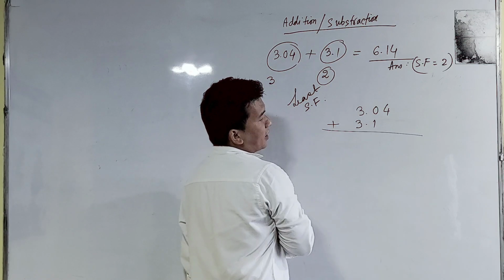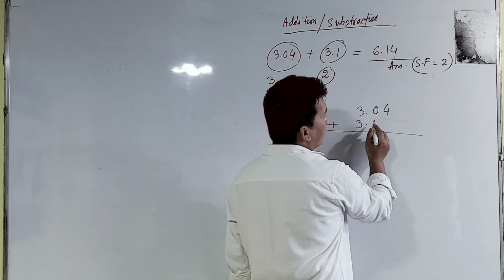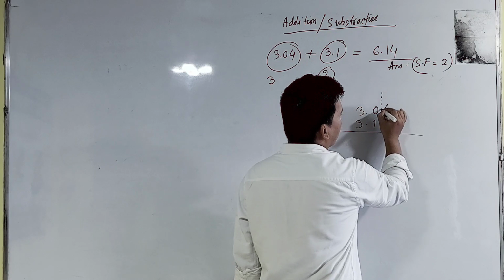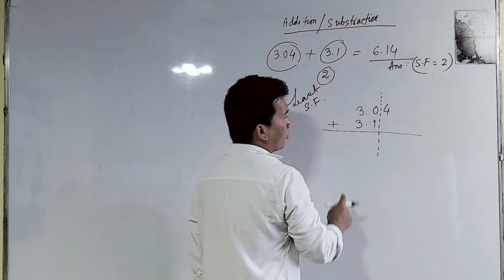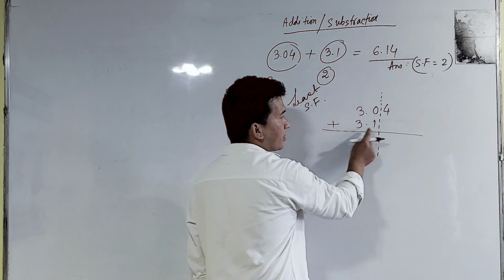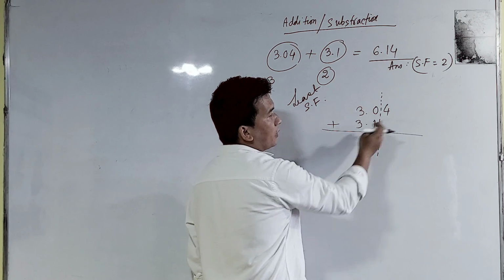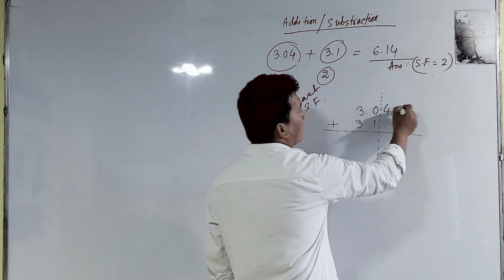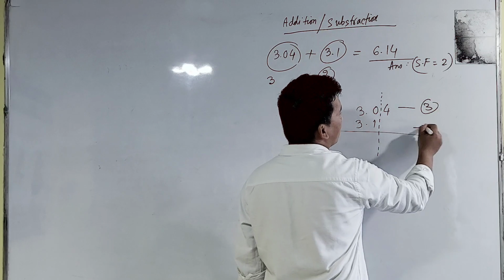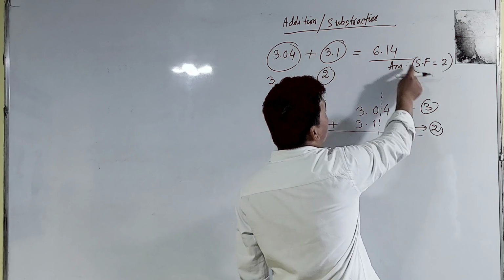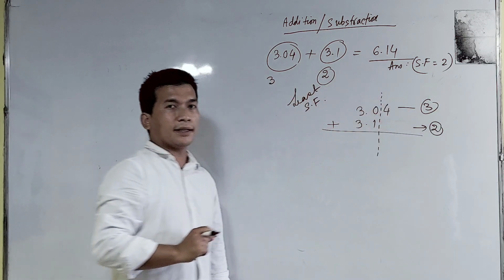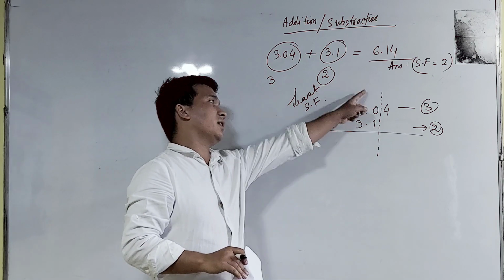Finally, the last one. The significant figure will be now only these two digits. We are not going to consider this one because it has three significant figures, and this one has two significant figures. The answer follows the least significant figure concept.